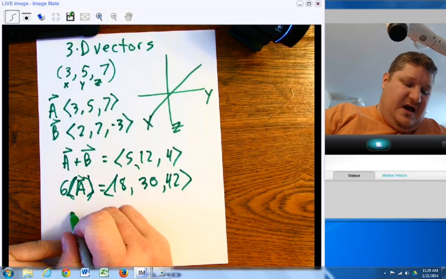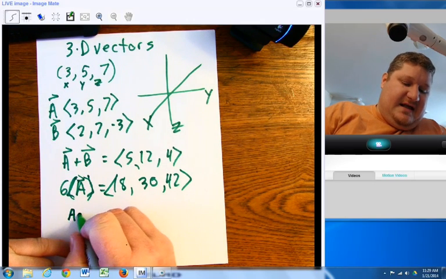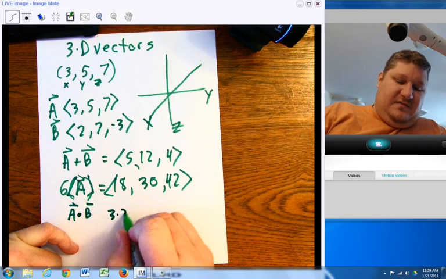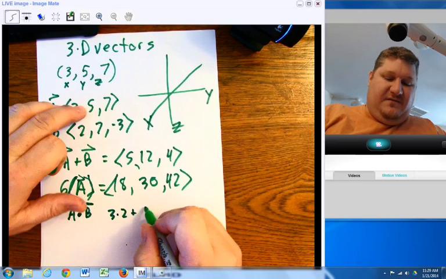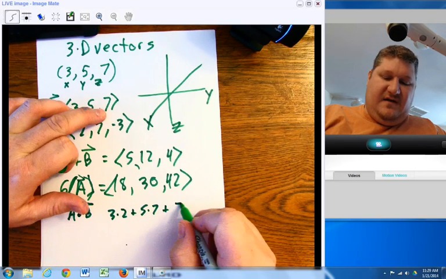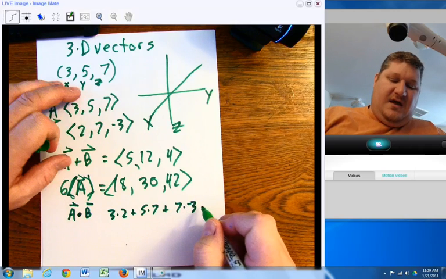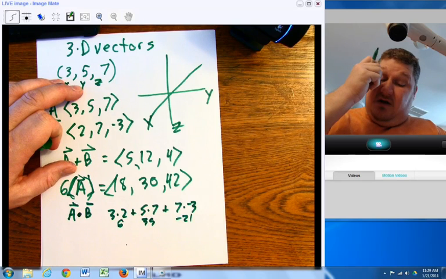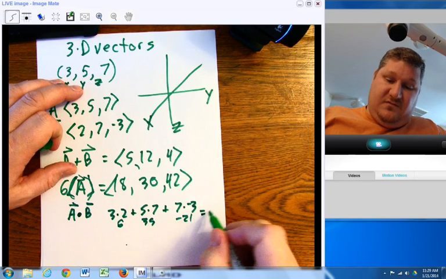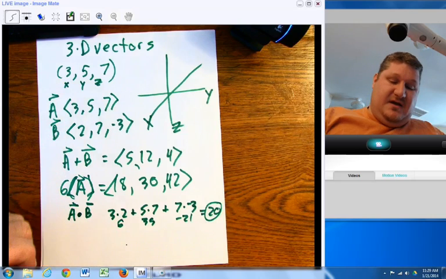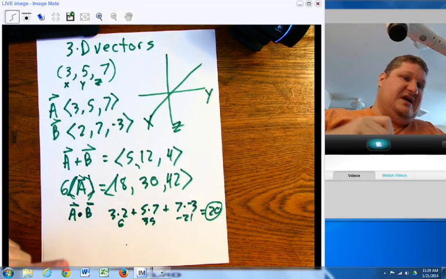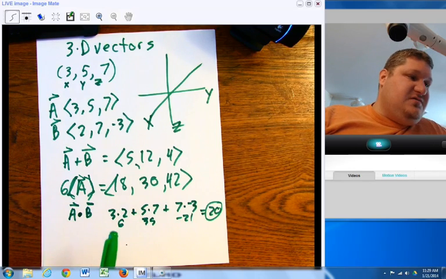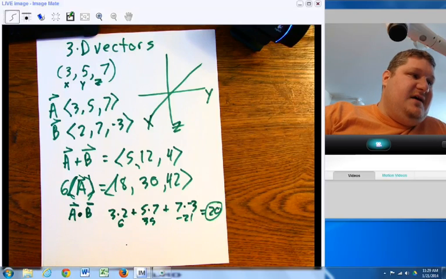Additionally, we can do a dot product. So if I do A dot B, I can take 3 times 2 plus 5 times 7 plus 7 times -3 and come up with my dot product. So I got 6, 35 minus 21, so I would end up with 14. 14 plus 6 equals 20. By the way, you still have some of the same rules that apply. So projections, angles between, those things tend to work the same way, just with 3 variables. So 3D vectors, nothing to worry about.